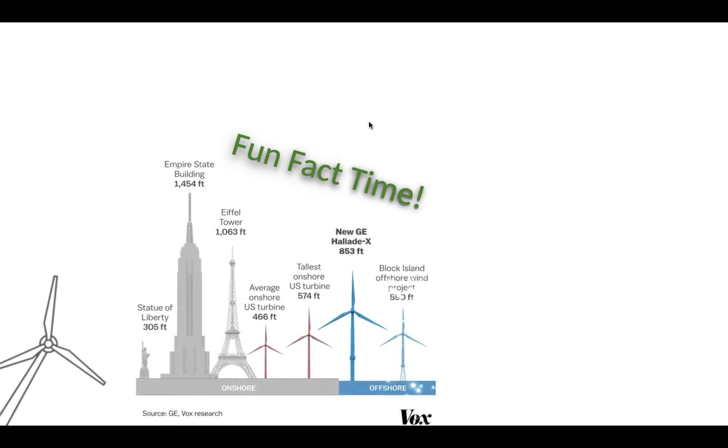Fun fact time! Did you know that the largest windmill in the world is the new GE Haliade-X? It's about 853 feet, just a few feet shorter than the Eiffel Tower. And the new GE Haliade-X is in the ocean, not on land. Since there's more wind in the ocean, and you might have seen that the massive waves in the ocean are all caused by wind, this windmill can get more electricity.